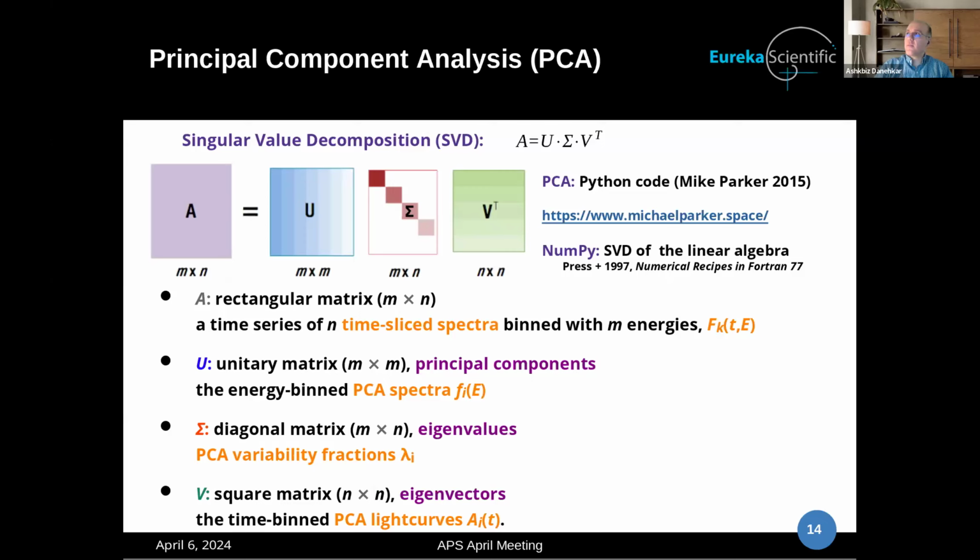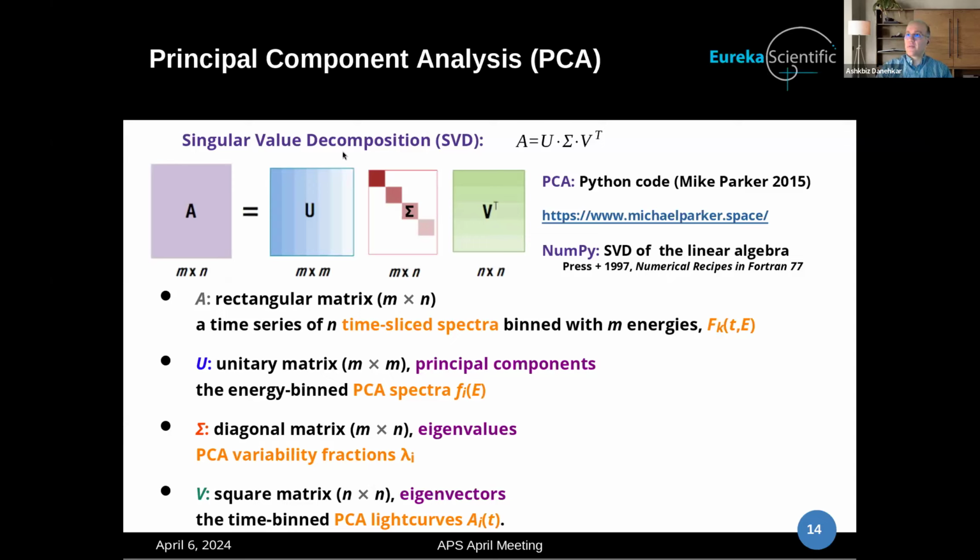I use principal component analysis, a technique for decomposing temporal variable data. In this work, I use a code developed by Mike Parker, which is based on the singular value decomposition function of NumPy, and it gives us principal components, which are X-ray spectra.